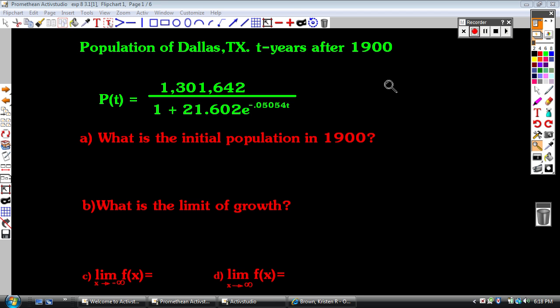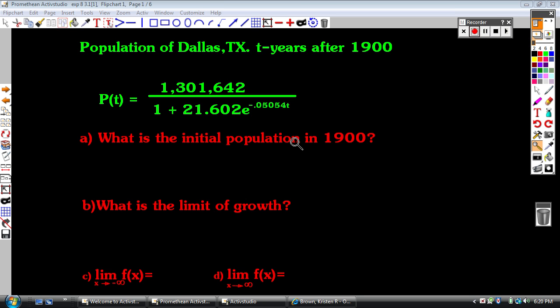Here's example number 1. This is the population of Dallas, Texas, T years after 1900. It follows a logistic model. We want to answer these 4 questions. What is the initial population in 1900? That's when T equals 0. What's the limit of growth? And find the end behavior.